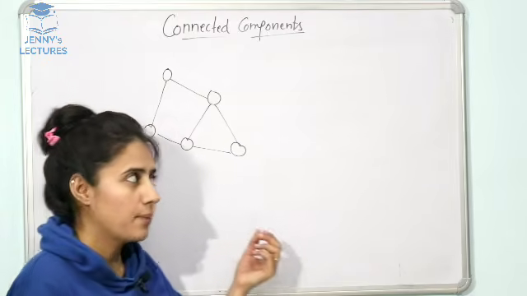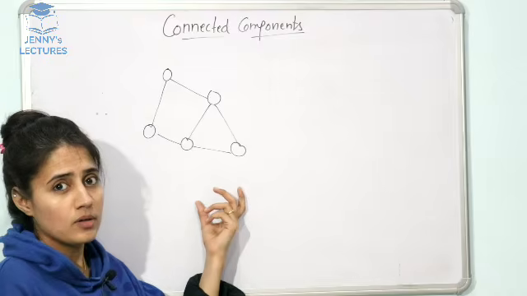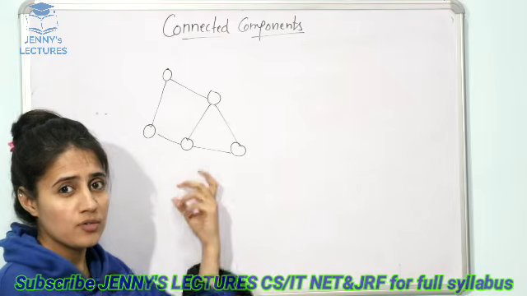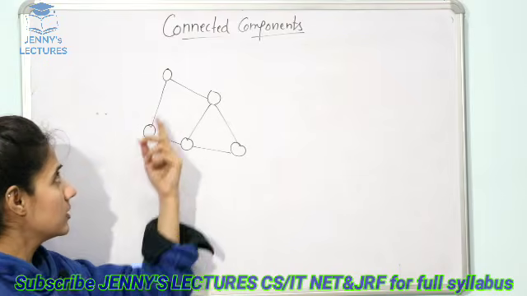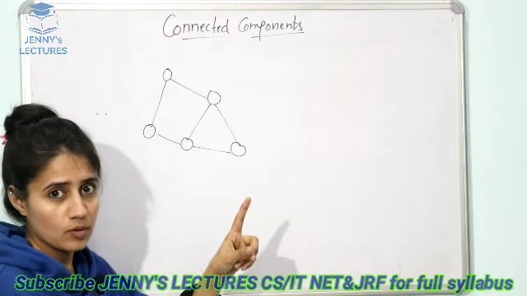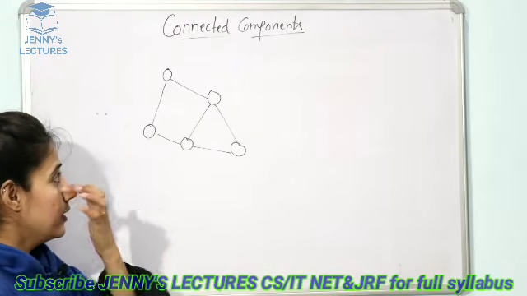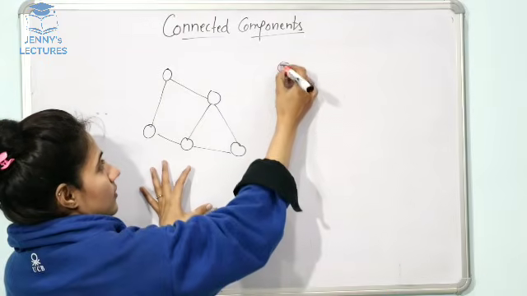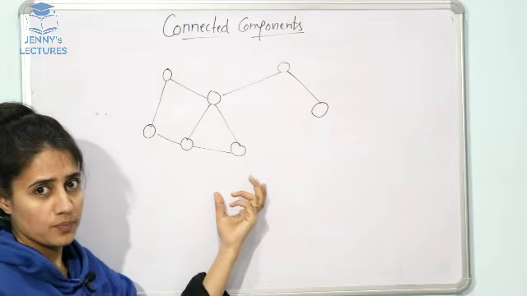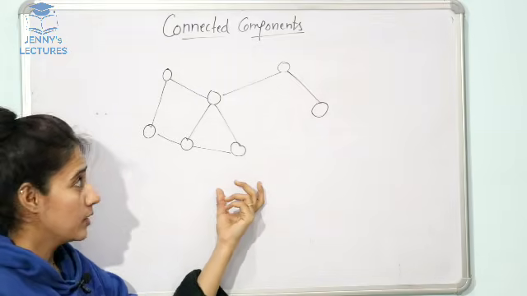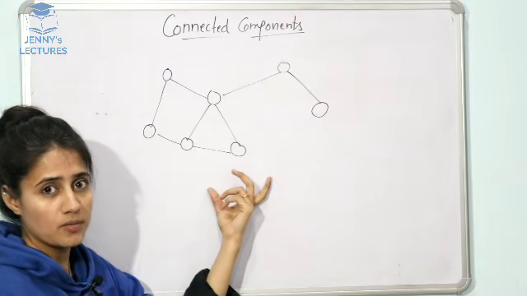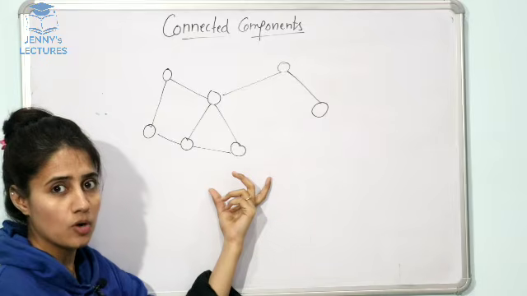Okay, let us take one example. Suppose this one is a graph. Just by looking at this graph, you have to check: is everything connected, or you can say is every node connected with each other? Yes, every node is connected with each other. So this graph has only one connected component. Now let us suppose we have this graph. How many connected components are there? Is every node connected with each other? Yes, every node is connected with each other.